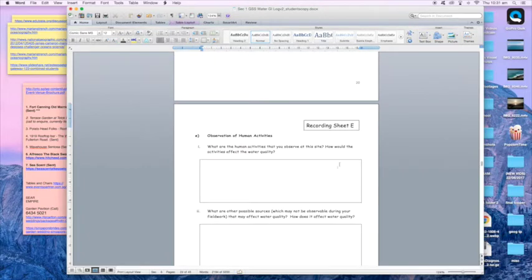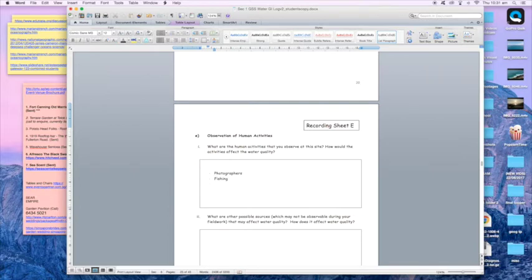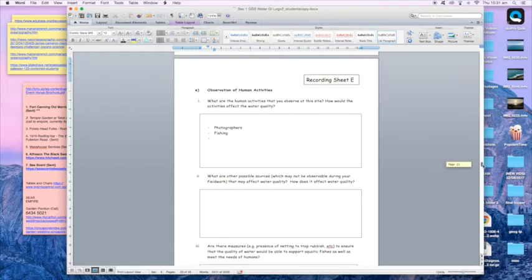You just tell me what the human activities you observe. For example, you see some photographers, you see someone fishing, or whatsoever, you just write it down. Okay, so what are the other possible sources which may not be observable during your field that may affect water quality? So this you have to research and find out for me. Okay, this basically means what are the things that you don't see during the field trip, but you may consider that it may affect water quality.